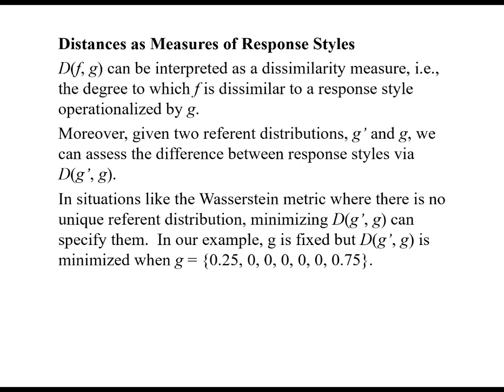So in our example, G is fixed because it's always a bunch of zeros with 1 up at the top, where that maximizes the score of 6. But we already saw that G prime could have G1 down at the bottom anywhere from 0.25 up to 0.55. And it turns out that if we want to minimize the distance between G prime and G, that turns out to be so if we choose G prime to have 0.25 down at the bottom and 0.75 up at the top.